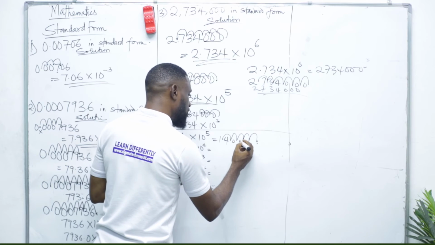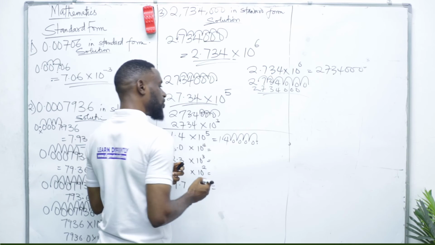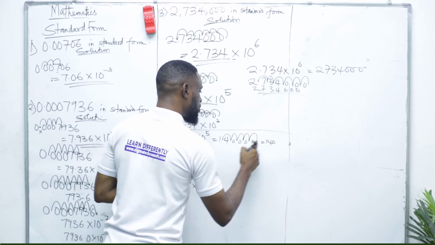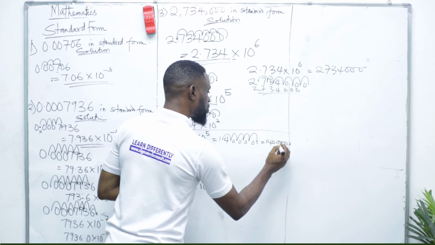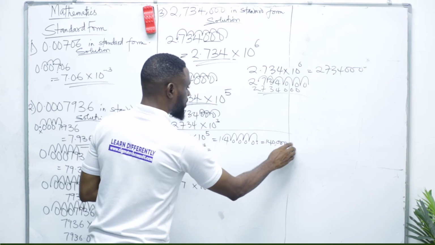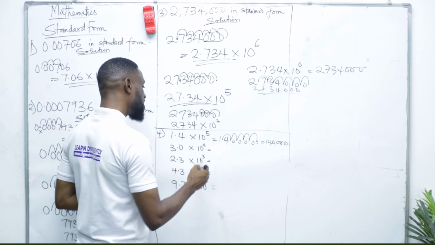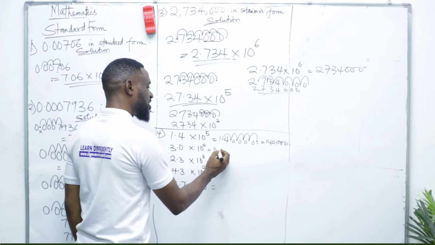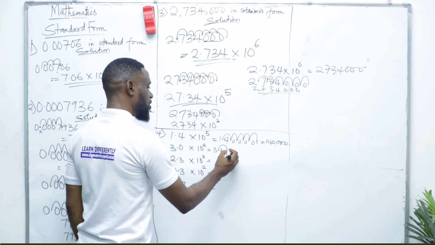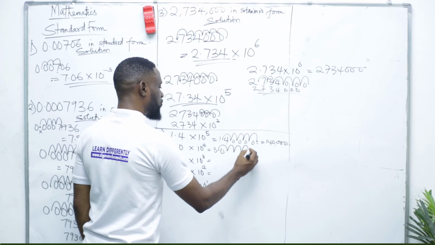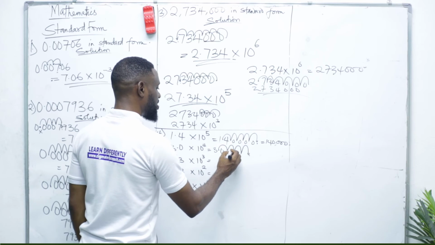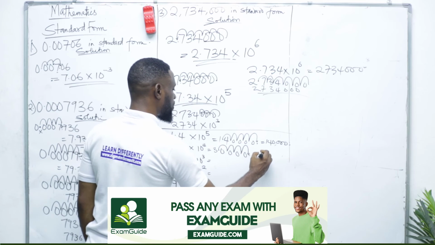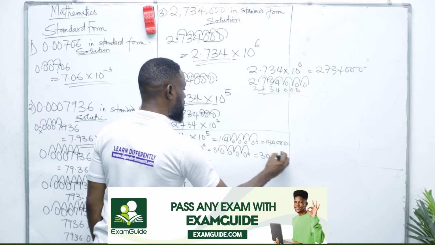So we put our 0, 0, 0, 0. Do you understand me now? So this is just 140,000. Sorry, 140,000. Is that okay? Then we'll have 3.0. And we are moving how many times? 4 times. So we're moving this point 4 times: 1, 2, 3, 4. So the point is now here. So we're adding 0, 0, 0 to now be equal to what? 30,000. You see that?